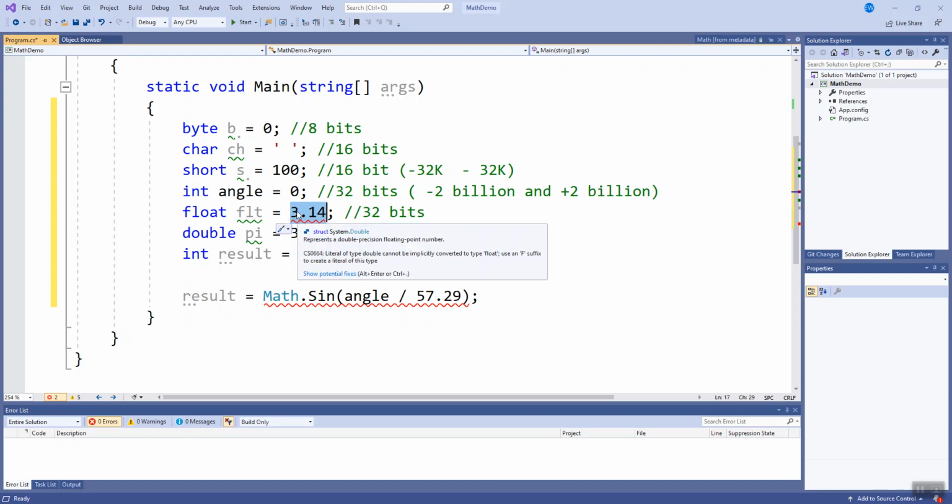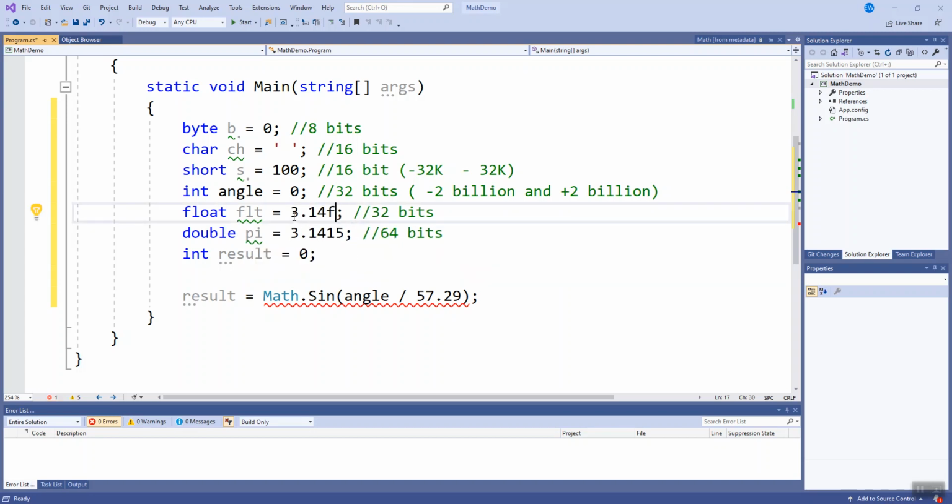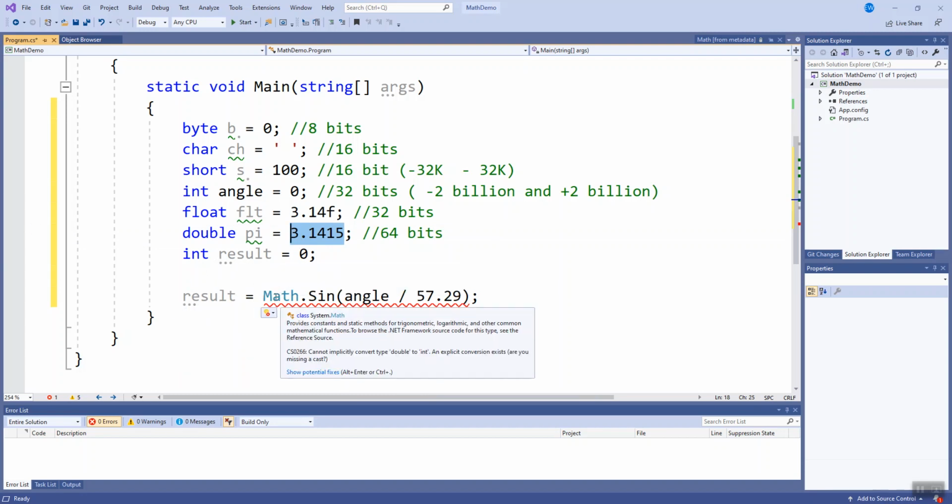Can I put a 64-bit value in a 32-bit space? No, I can't. So the way to indicate that this number is not 64 bits and is in fact a float, which is 32 bits, is to put an F after it. So now that error went away. This literal here is 32 bits long because it's got the F on the end. This is 64 bits long because it does not have the F on the end. So there's the crash course in C# data types and their sizes.